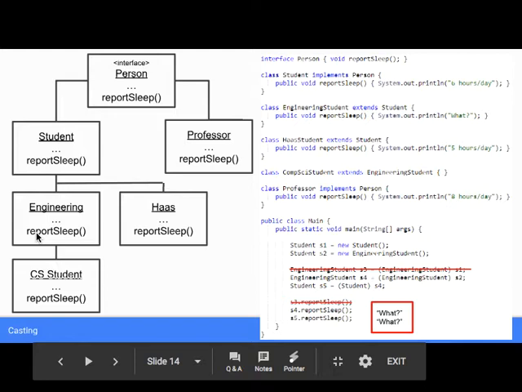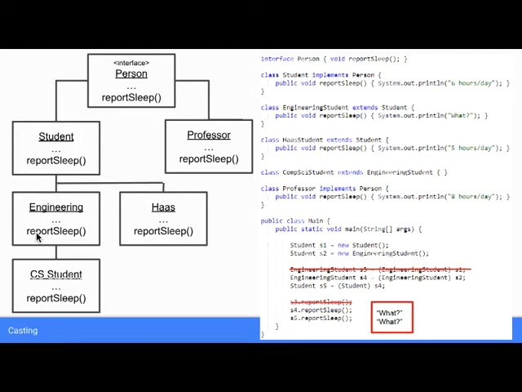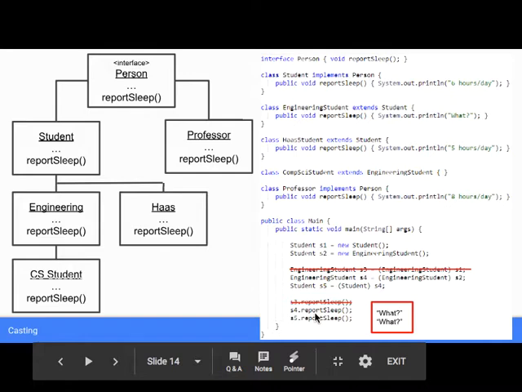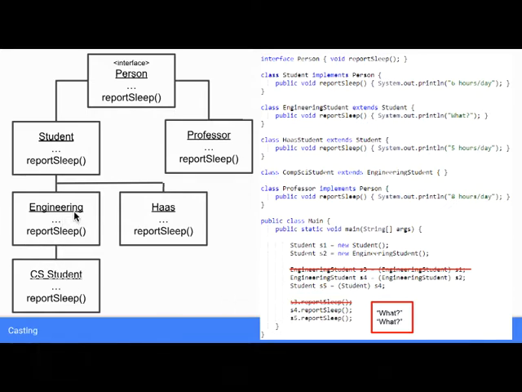Oh, okay. That's the answer for S5 too. So what is the static class of S5? Student, right? Student contains this function called report sleep. Therefore, we compile okay. S4 has been casted to a student, which is okay because student is a subclass of engineering student. Superclass, my bad, superclass of student, right? So therefore, when we look at the actual type of S4, it's engineering student, we jump to that class and use its method report sleep. And therefore it's what?